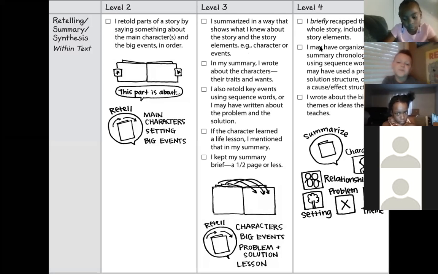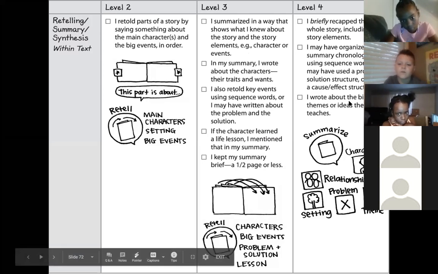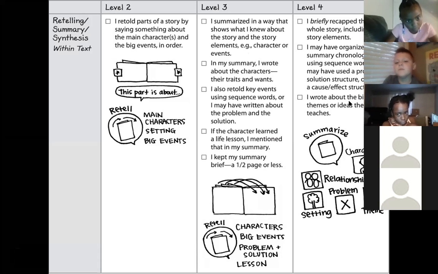All right, and let's read level 4, or the best category. Okay, so I briefly recapped the whole story, including key story elements. I may have organized my summary chronologically, which means from beginning to end, using sequence words, or I may have used a problem solution structure, or even a cause and effect structure. And I wrote about the big themes or ideas the story teaches.